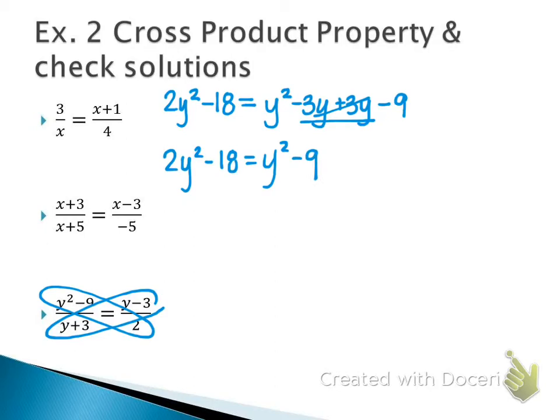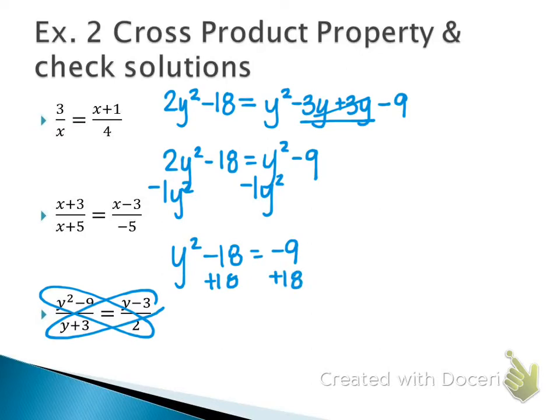Okay, I realize, yes, I have y's left. Are they like terms? Yes, they are. So I can put the y's on one side, and I could put the numbers on the other and solve for y. So let's do that. I'm going to subtract 1y squared, and I'm going to get 1y squared, or I can just write y squared, which is what I'm going to do. Then I've got, oh, I'm sorry, not equals yet. Negative 18 equals negative 9. Then I want to add 18 to both sides. And I get y squared equals 9.